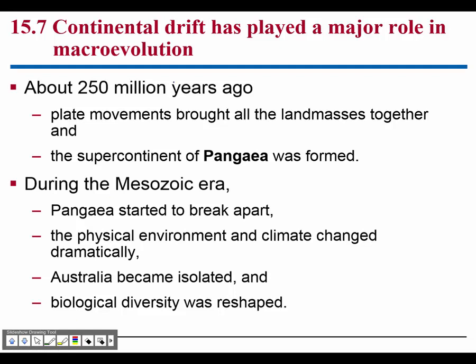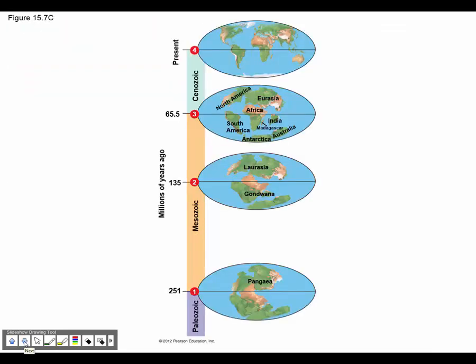So 250 million years ago, plate movements brought all the land masses together, and they call that Pangea. During the Mesozoic era, Pangea started to break apart, which changed the environment and climate dramatically. Australia became isolated. That's why you get such unique life forms in Australia, right? And here we see the present, and the difference, how Earth spread apart and how it was all kind of one landmass.